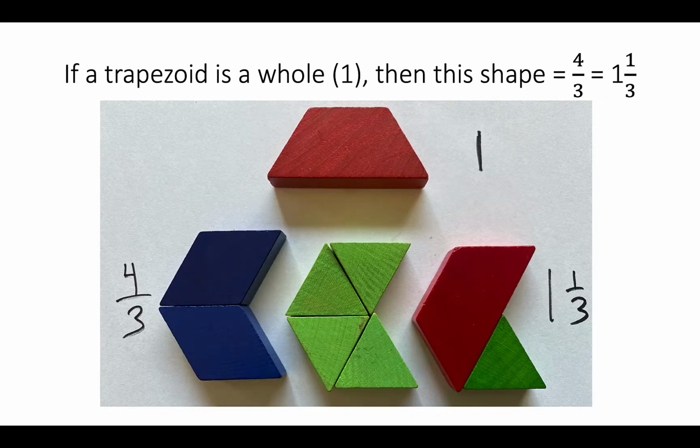If a trapezoid is a whole, or 1, then this shape can be made using 2 parallelograms. If each parallelogram represents 2/3, then together they represent 4/3. Or we can make this shape using 4 triangles. If each triangle is 1/3, then this shape equals 4/3. 4/3 is also equal to the mixed number 1 and 1/3. That would be one whole trapezoid and a triangle, which is 1/3.